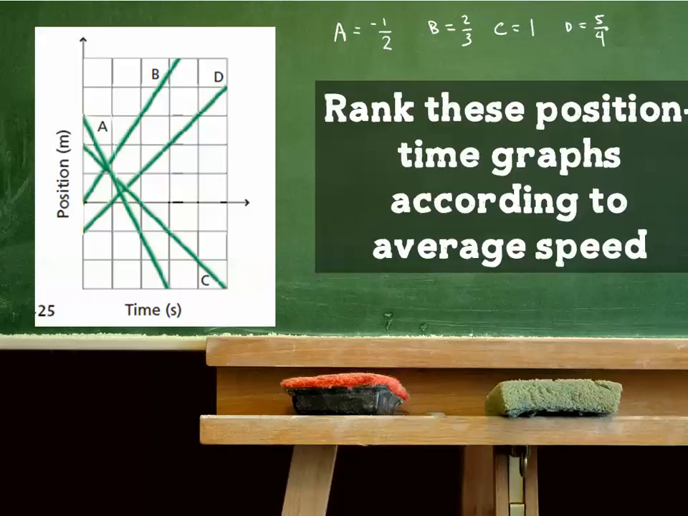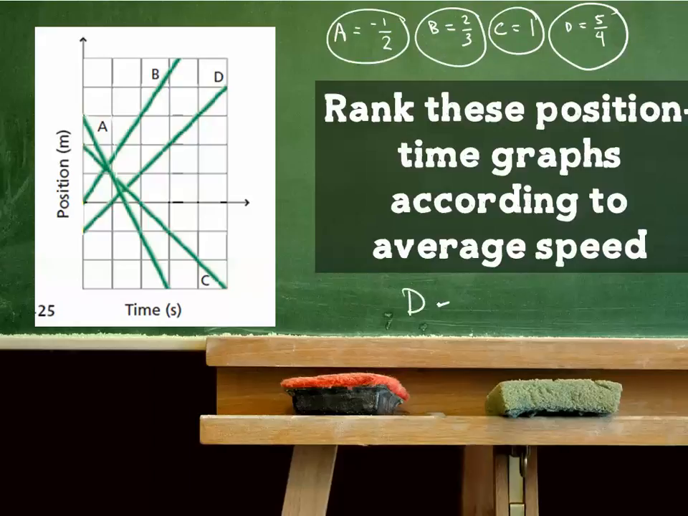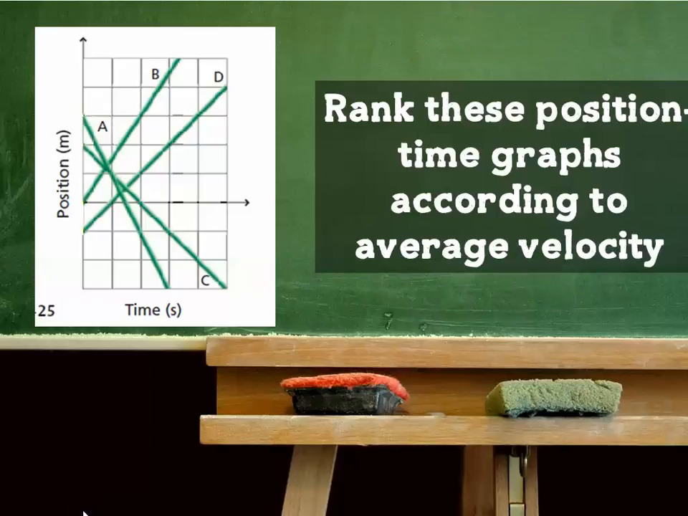So remember, speed, we're just looking at absolute value, so clearly D has the greatest, followed by C, followed by B, followed by A. So D, C, B, A. Now let's look at average velocity on the next one.